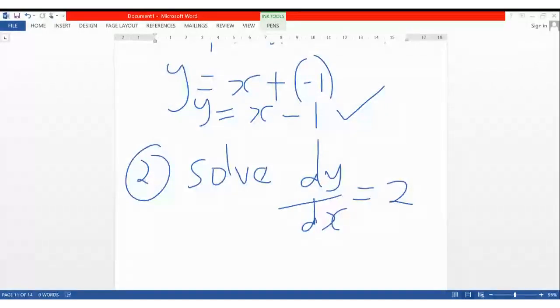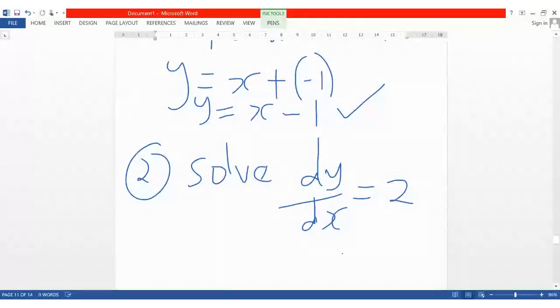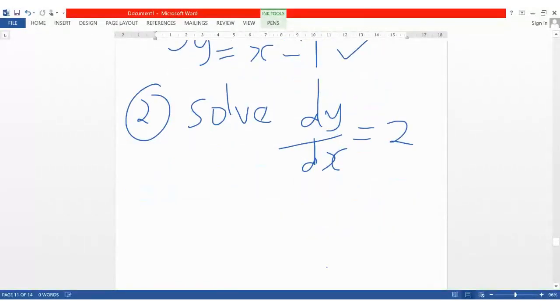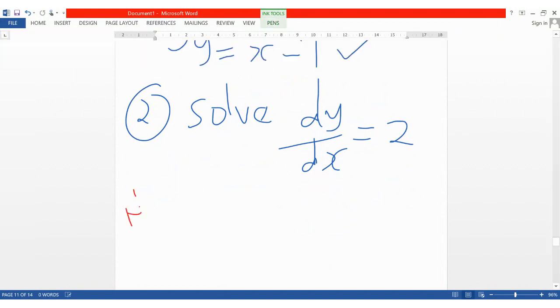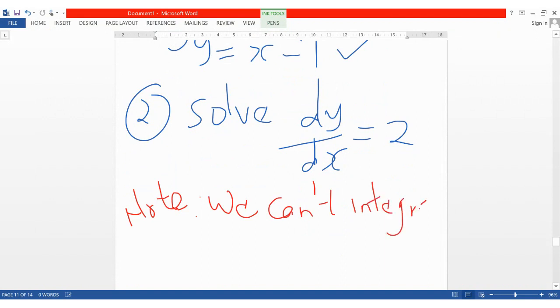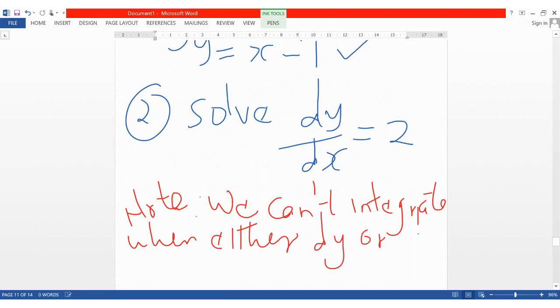So remember, you can integrate. So the first note, I must write the first note. You need to be able to get it very clearly. Note, very important, we can't integrate when either dy or dx is on the denominator.